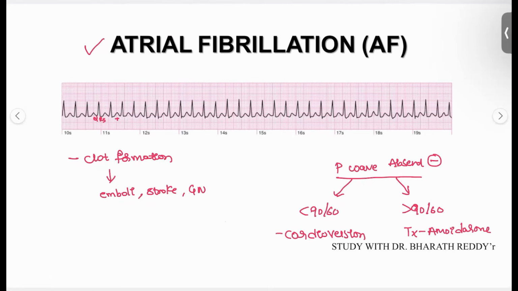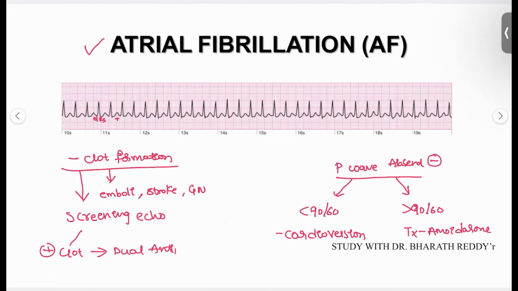But how to prevent the stroke and emboli? There is a clot formation already going on. Do the screening echo in this patient. If there is a clot formation, start the patient on the dual antiplatelets for 21 days. And if the patient has no clot, then you can continue with the amiodarone treatment.